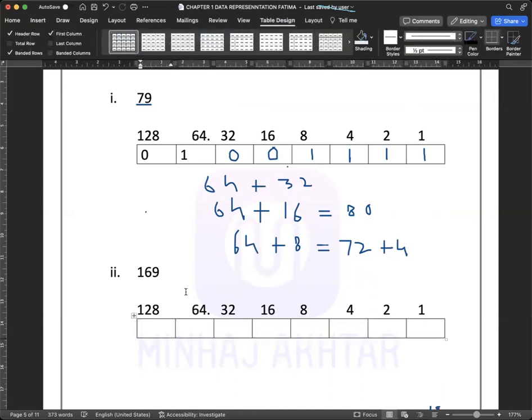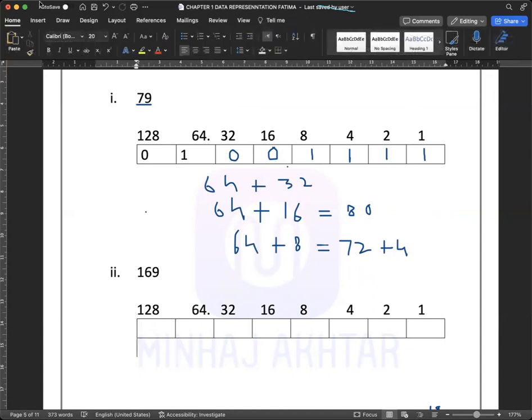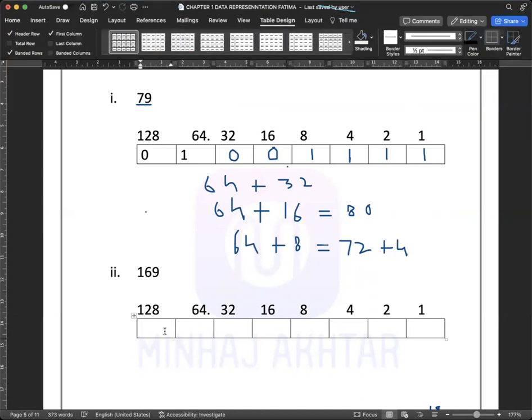Okay. Now tell me, how do we write 169? Can we take 128? Yes. Okay, fine. Can we take 128 plus 64? No. Can we take 128 with 32? Yes. What is the answer? 160. That's perfect. So now our answer is very easy.